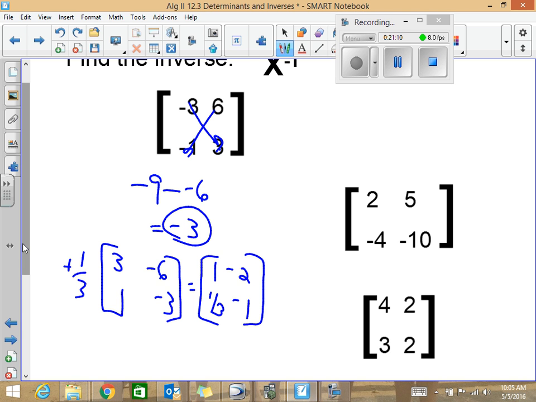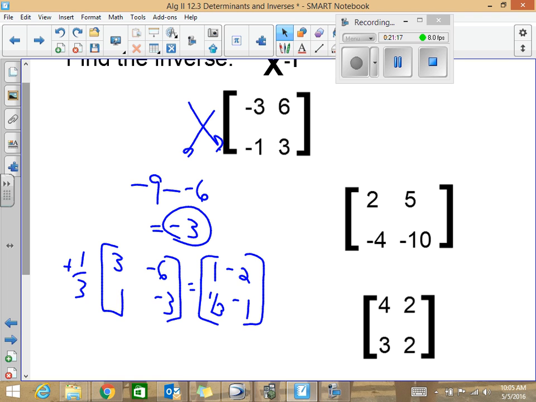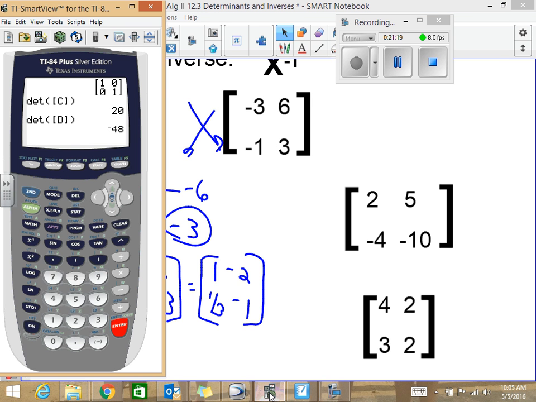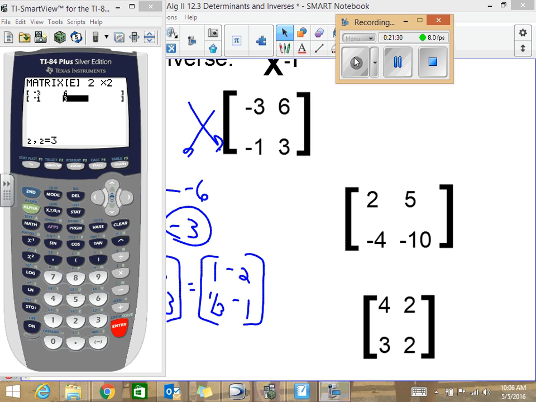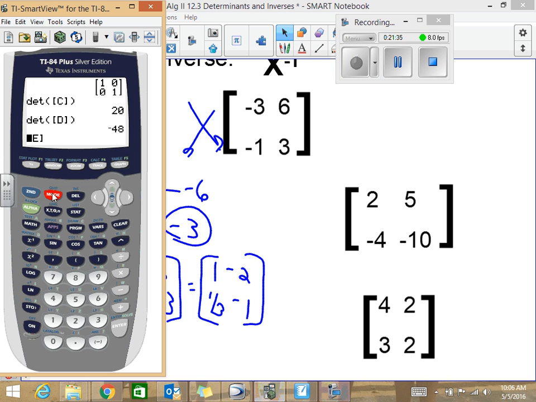Now, there's an easier way to do it on your calculator. First of all, I want everybody to go ahead and enter this matrix on your calculator. Pick a letter. I entered this as E. I'm going to go back out. To find the inverse of it, much easier than what I just did, go ahead and pull it out.